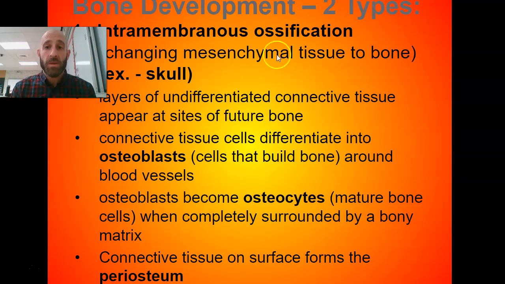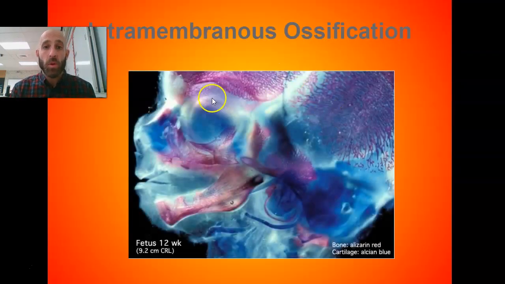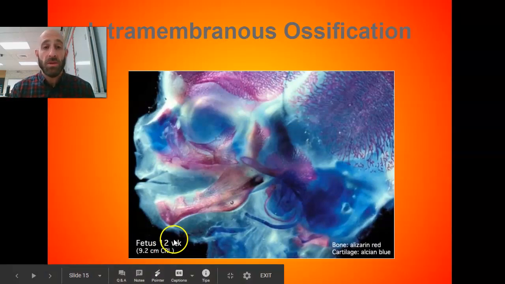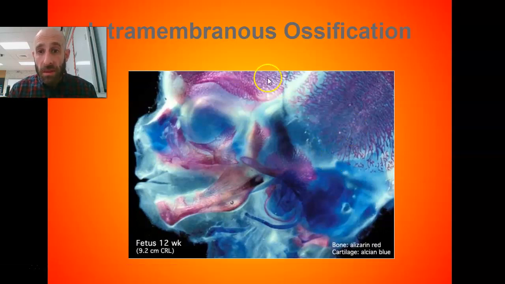I like this image I'm about to put up here. This is kind of a cool one. What you're seeing is a fetus that is 12 weeks into development. There are two different colors here. The red is bone and the blue is cartilage. You can see the bone is forming and developing in those spaces. The blue is still not bone yet, it's cartilage, and then it becomes bone.